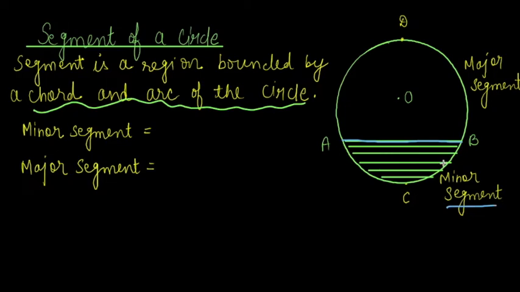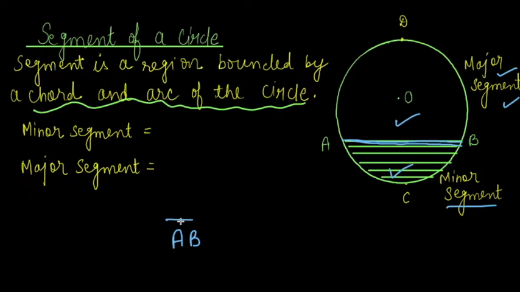The smaller one is called the minor segment and the bigger one is called the major segment. Now the way of writing it is very important. If I write the minor segment as AB, I don't know if it is minor or major, because AB is just here. How do I know whether this is representing the minor segment or the major segment? It is a segment only.